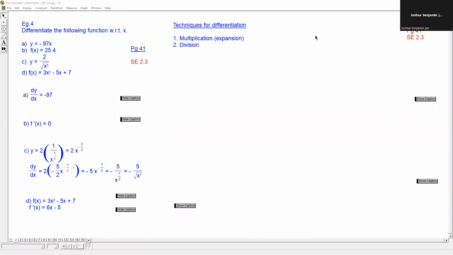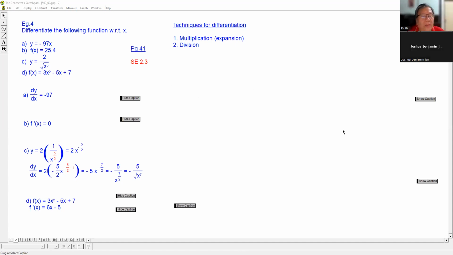Hello. Okay, right. We now look at some techniques for how to differentiate. What we have been doing so far, A, B, C, D, is just simple differentiation. It doesn't involve any technique, manipulation, or formulas, right? So now I'm going to show you two tricks.